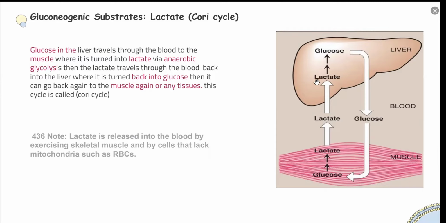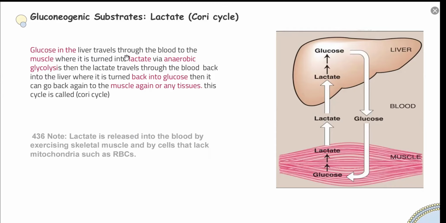And of course, in the liver, the lactate will be converted back to generate another molecule of glucose. So this is a continuous process. Glucose from the liver is transported to the muscles, and then in the muscles, the glucose will be converted into lactate, and then the lactate is transported back to the liver, then another glucose will be generated. So this is how the cycle continues, and this cycle is called the Cori cycle.